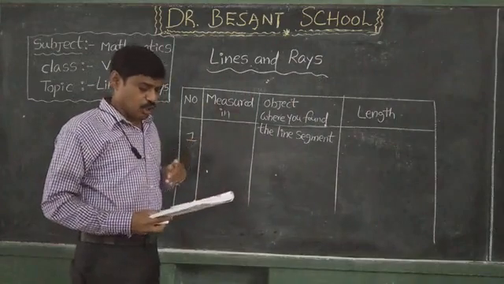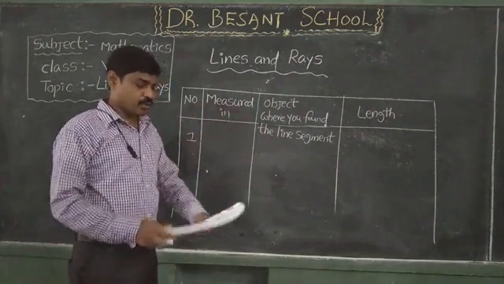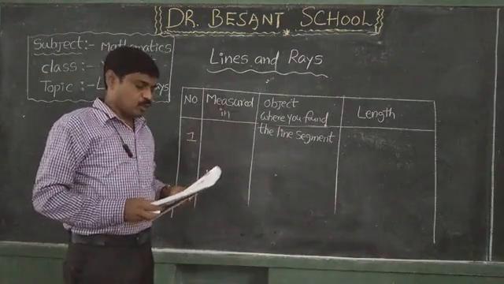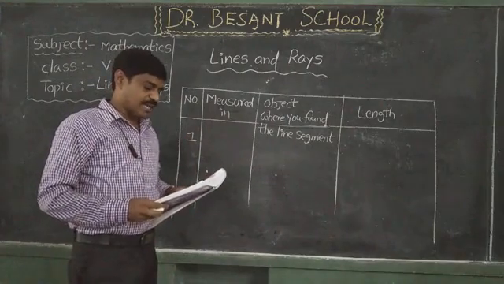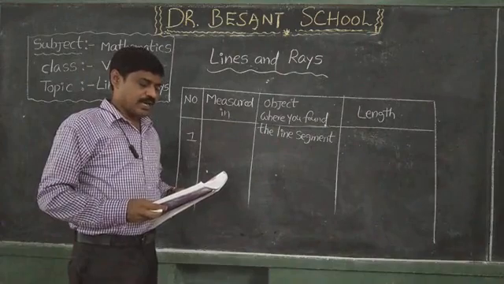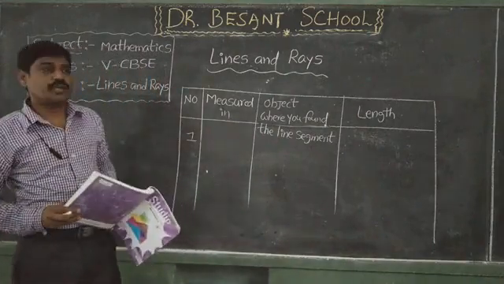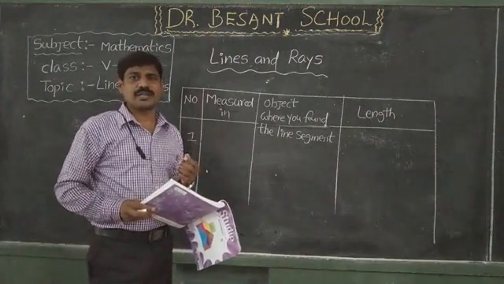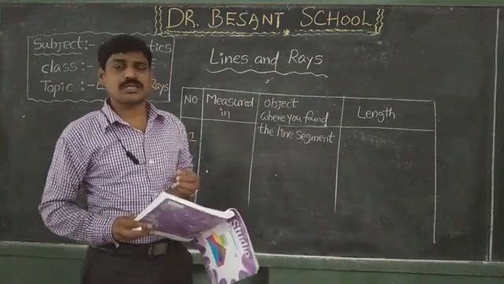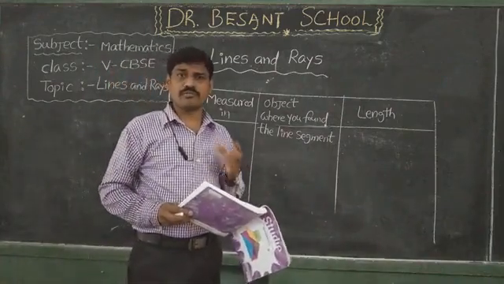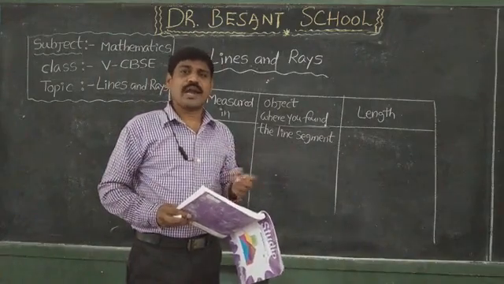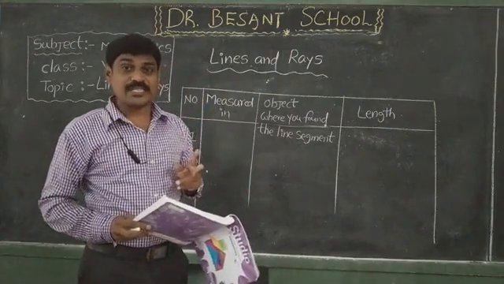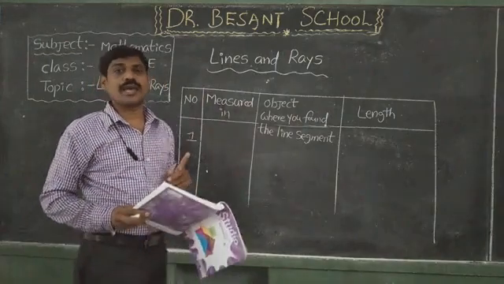Now the condition is given: look around and spot two line segments whose length is in centimeters and one whose length is more than 1 meter, measure and record them in the table. From your surroundings, you have to identify some objects, find line segments in them, and measure them. It should be in centimeters, and it should be meters, but more than 1 meter. The condition is more than 1 meter.